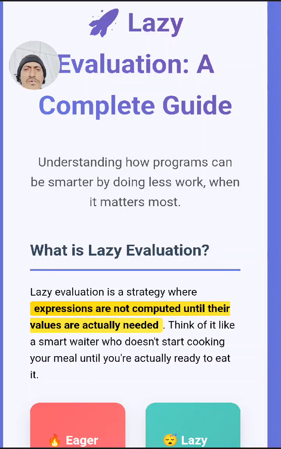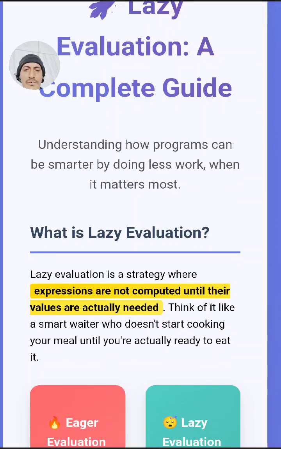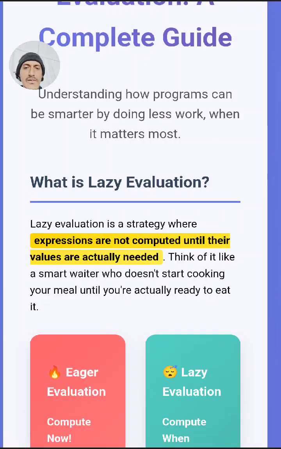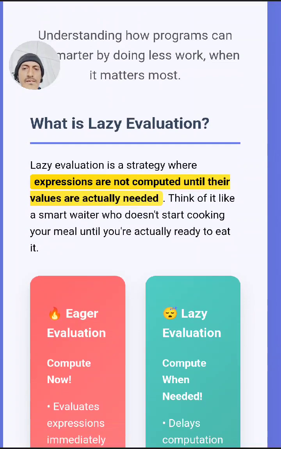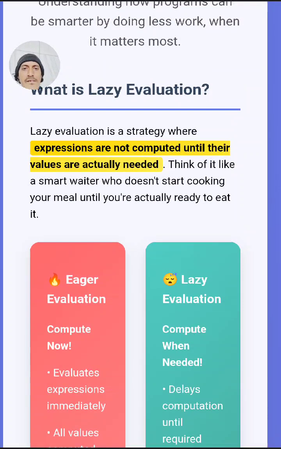Lazy evaluation is one of the very popular approaches for compilers that compile code. It is a strategy where expressions are not computed until their values are actually needed. So the expression can be there all the time, but until the value is needed, it will not be evaluated. Think of it like a smart waiter who doesn't start cooking your meal until you are actually ready to eat it. This is in complete contrast with eager evaluation.